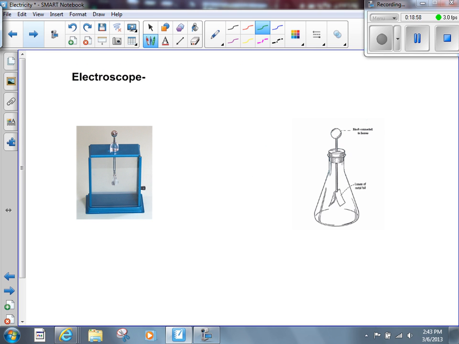Okay, here's a new thing for you. Still related to what we did yesterday, but we didn't talk about this specific term yesterday. An electroscope is a device that detects charge. The two pictures on the board right now are both examples of electroscopes, devices that tell us whether we have charge or not, but don't tell us how much charge we have or what type of charge we have. So it's not overly useful in that sense.